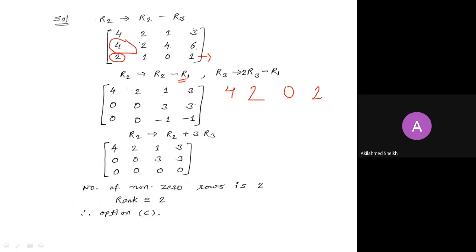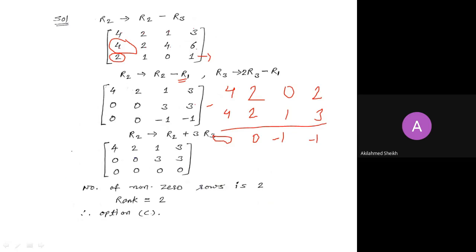Now minus R1. The elements of R1 are here: 4, 2, 1, and 3. Now we have to subtract these elements. Making the subtraction, 4 minus 4 becomes 0, 2 minus 2 becomes 0, 0 minus 1 becomes minus 1, 2 minus 3 becomes minus 1. These are 0, 0, minus 1, minus 1.